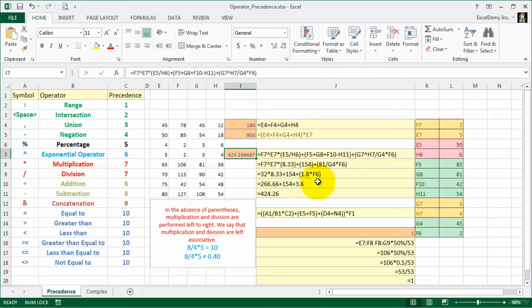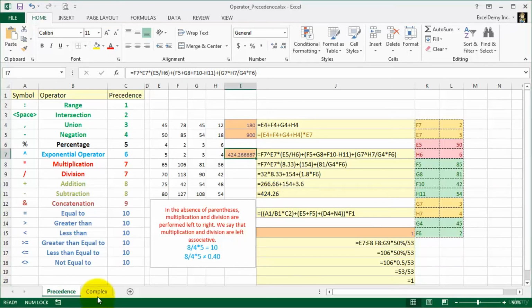Now the evaluation is simple. In this expression, multiplications will happen first. The results are 266.66 plus 154 plus 3.6. So the ultimate result is 424.26. With this example, I have shown you an interesting way to work with a complex formula.